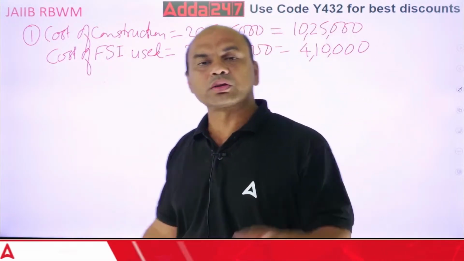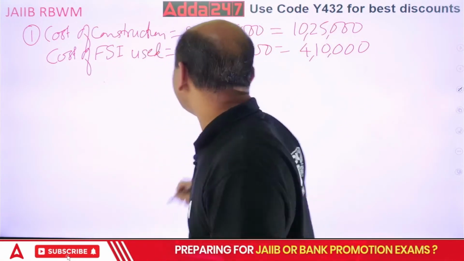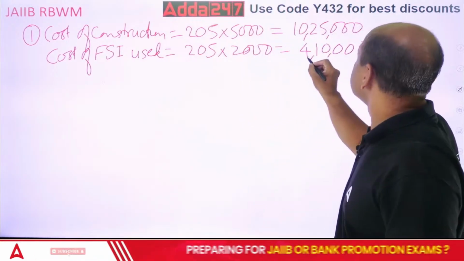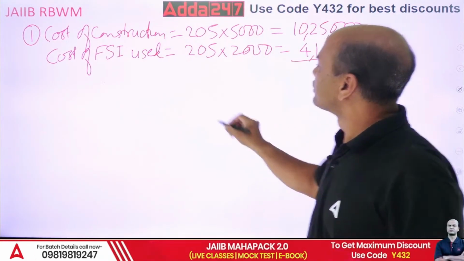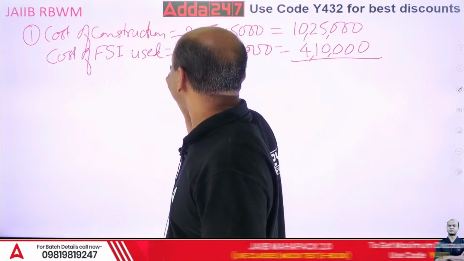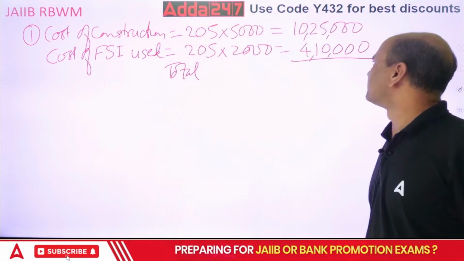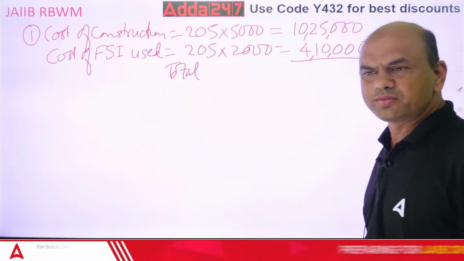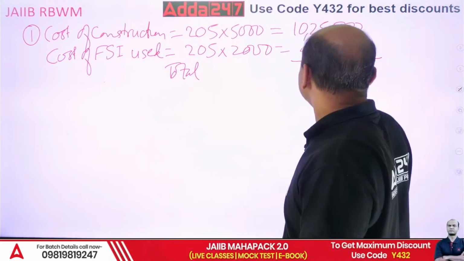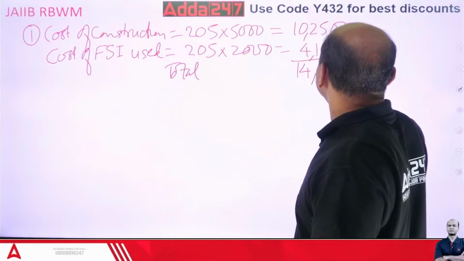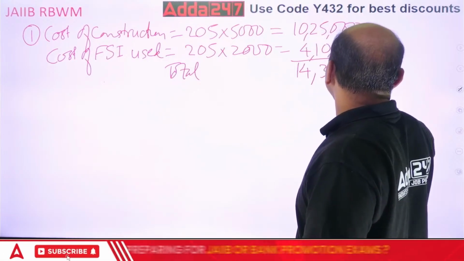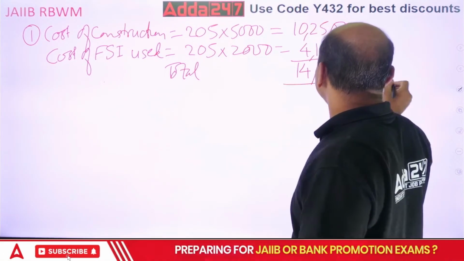So my total cost becomes how much? If I add these two, total equals total cost. Add these two, it is 14,35,000. Okay, so this much is my total cost.